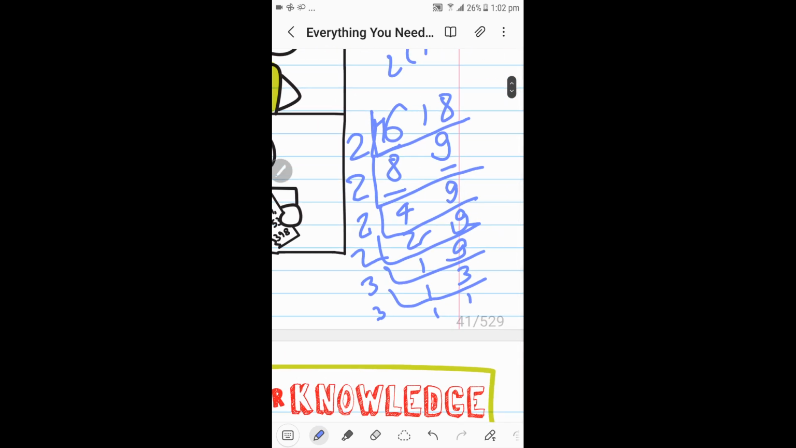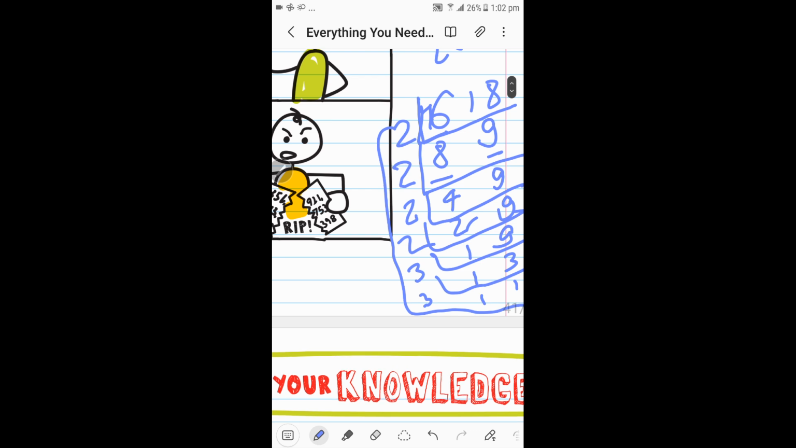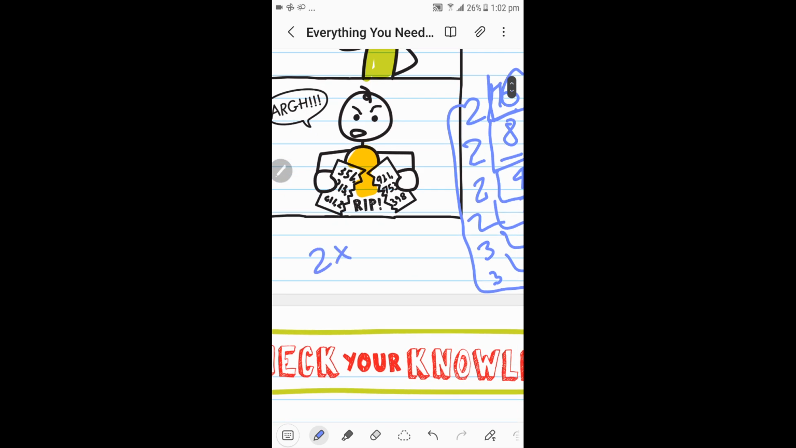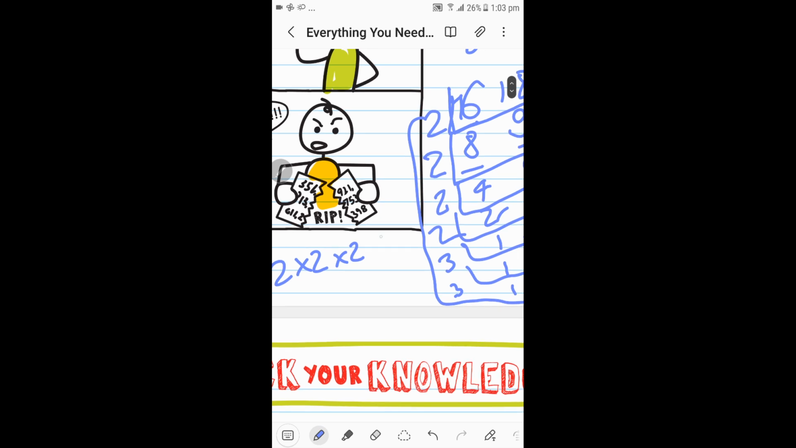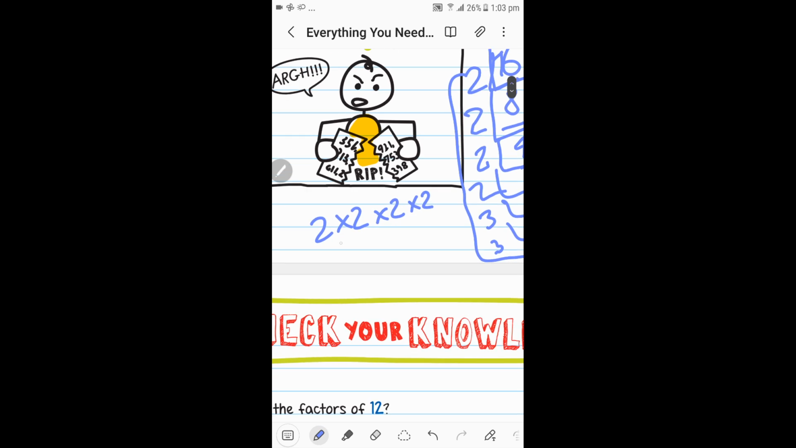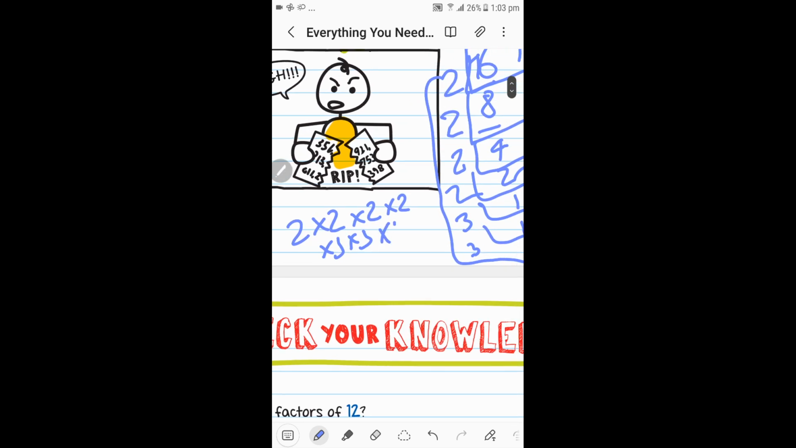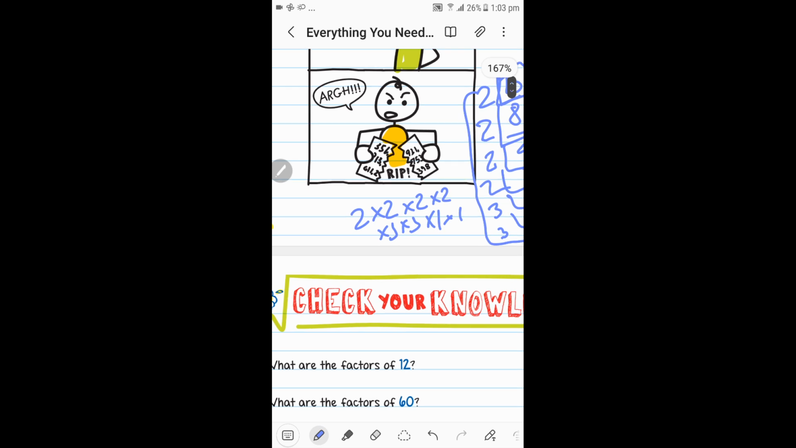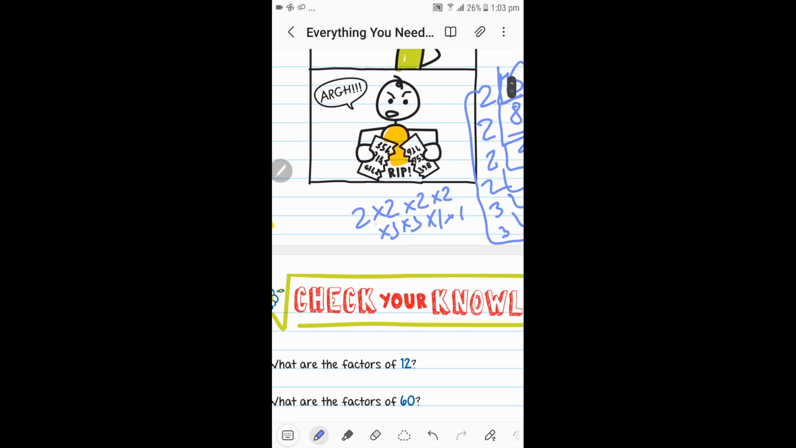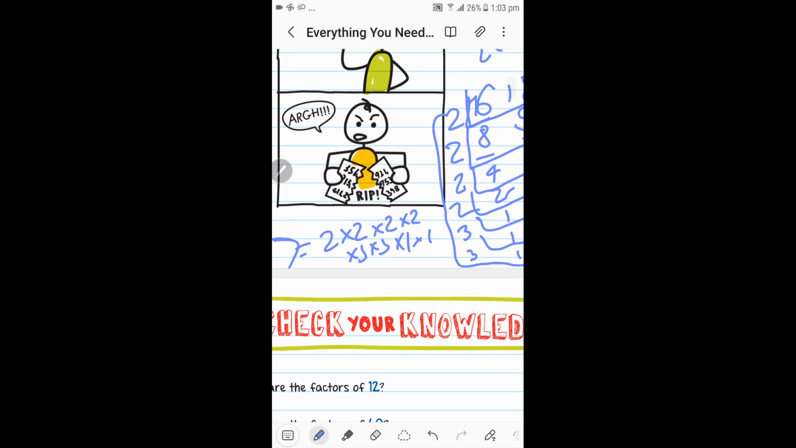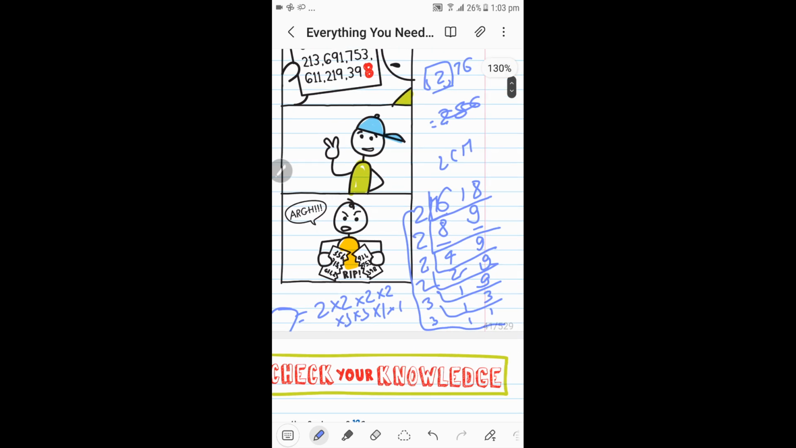We have used this method to get up to the last line of numbers, so we'll list them: 2 multiplied by 2 multiplied by 2 multiplied by 2 multiplied by 3 multiplied by 3 multiplied by 1 multiplied by 1. Now what? We basically multiply them all. 2 2s are 4, 2 2s are 4, 4 4s are 16, 16 multiplied by 3, and whatever the answer is, that is the LCM. You could use a calculator.